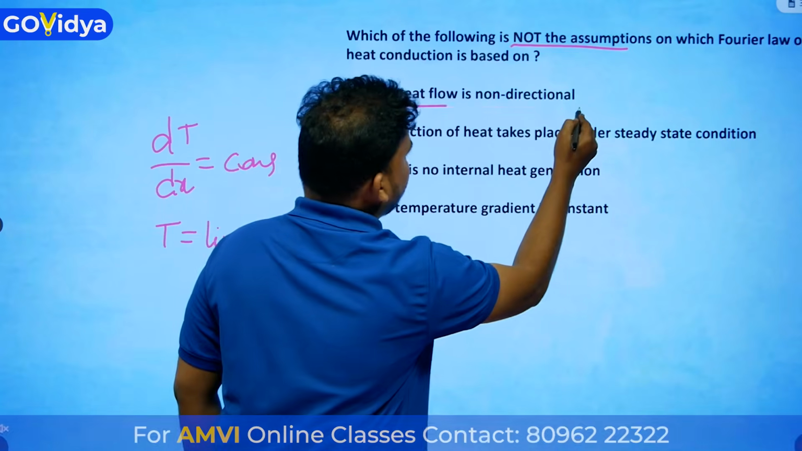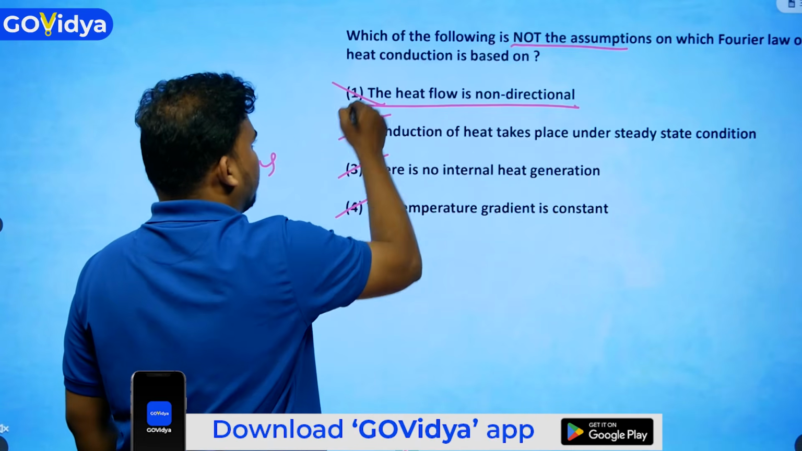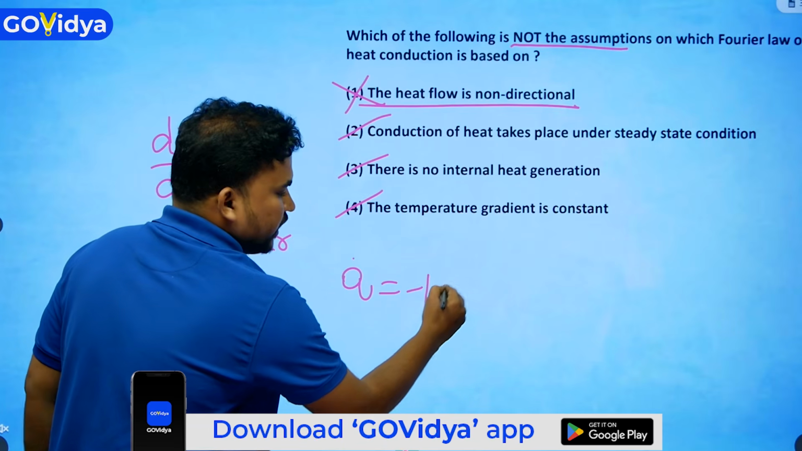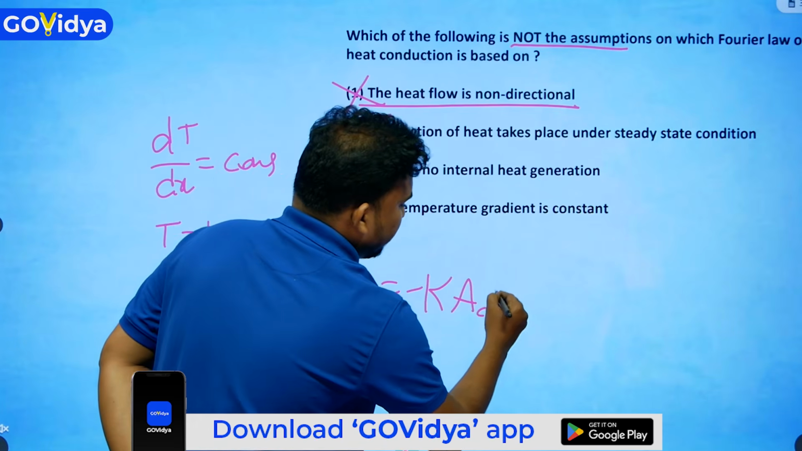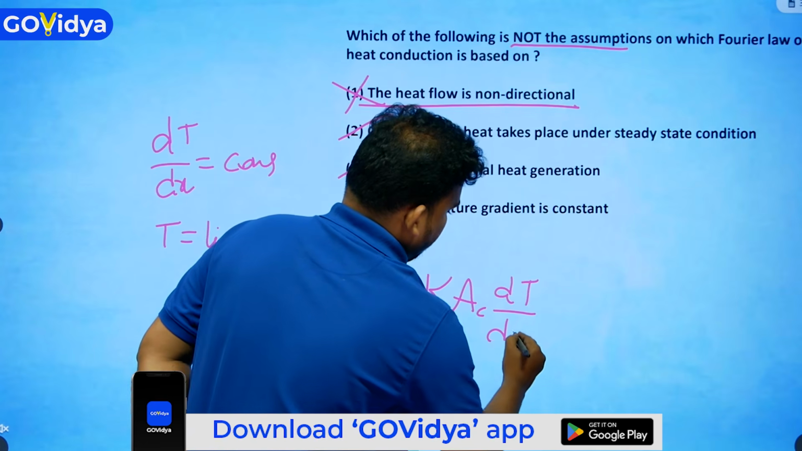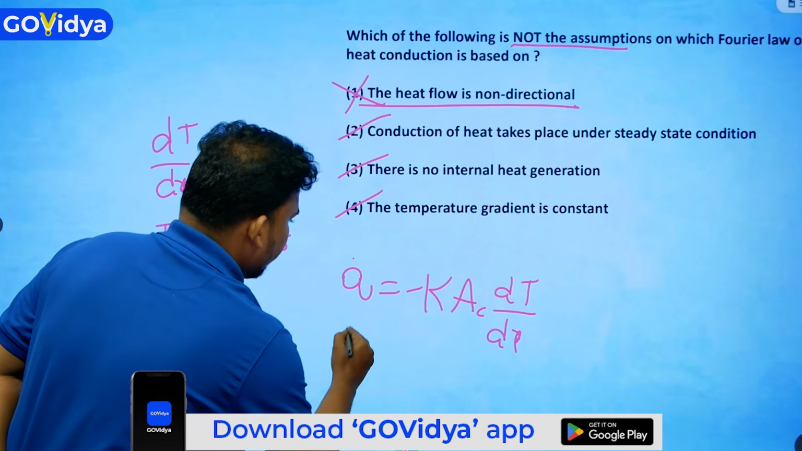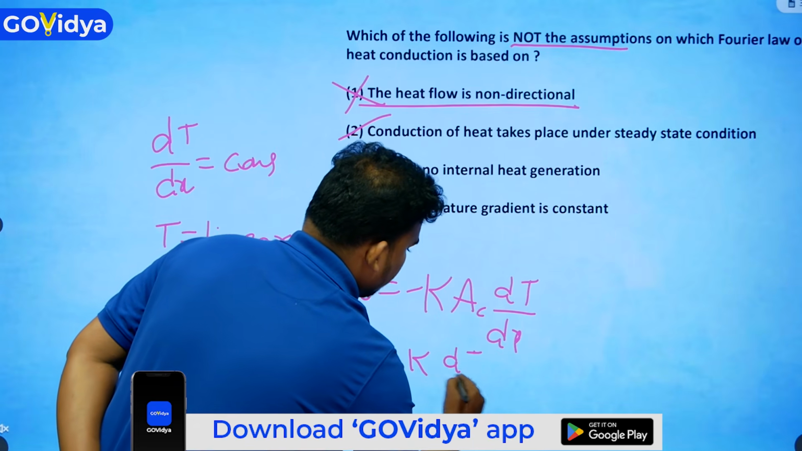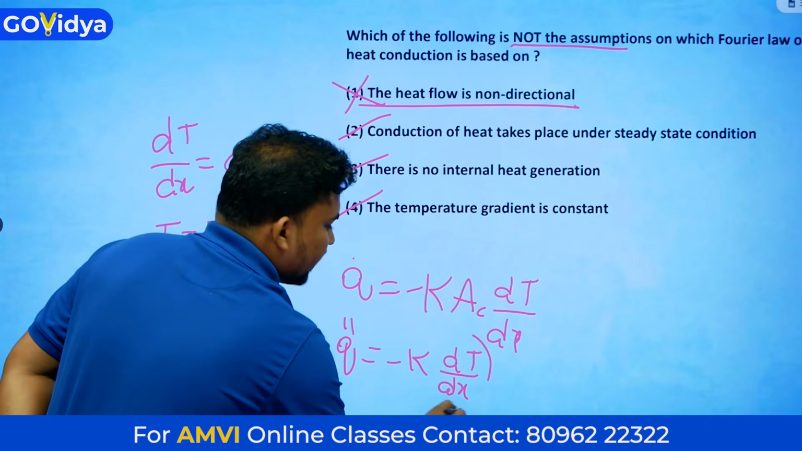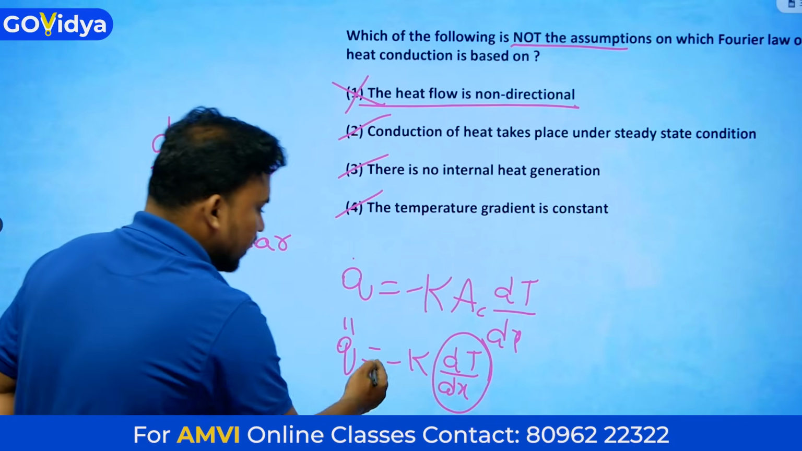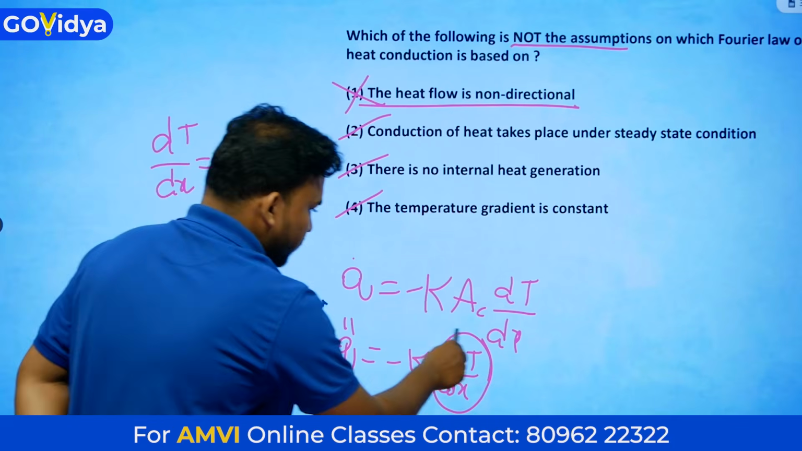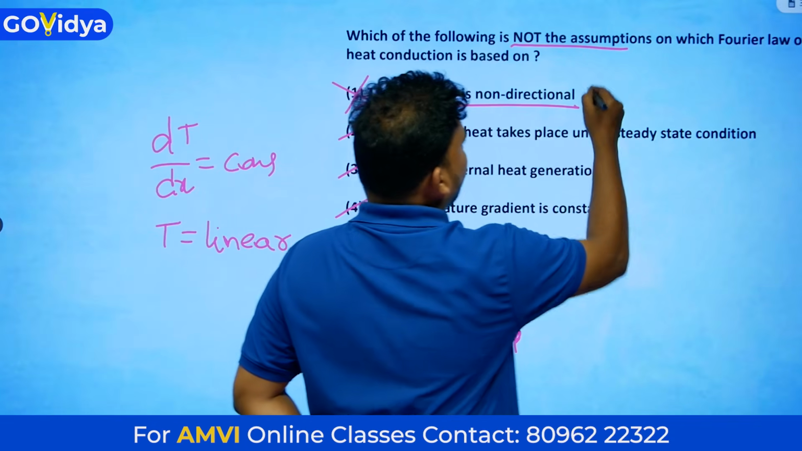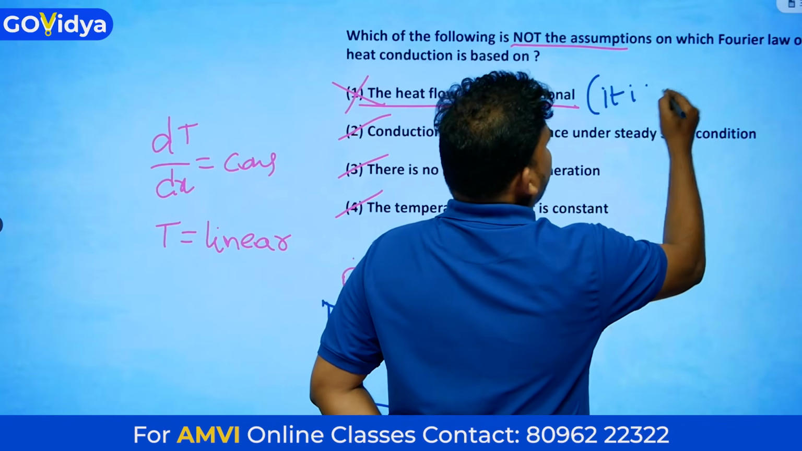The heat flows in non-directional. Means heat flow is non-directional is what it is asking. It is actually a wrong statement. See, heat transfer by Fourier's law of heat conduction, we are writing minus k times A dT by dx, right? So heat flux, I can write it as minus k times dT by dx. It is depending on the direction also, right? In the x direction only we are measuring the flux. So it is not a non-directional quantity. It is a directional quantity actually.